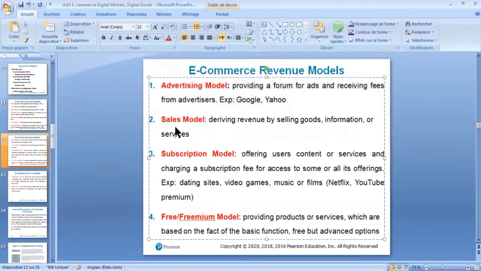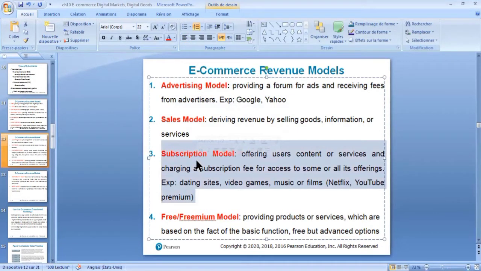Le deuxième revenue model, اللي هو السيلز موديل، انه في الريفينيو موديل هذايا يعني single shop يعني derive revenue by selling goods ولا information ولا service على الانترنت. هذا الكلاسيك، انه بيع على الانترنت، تبيع برودوي ولا ان سيرفيس.